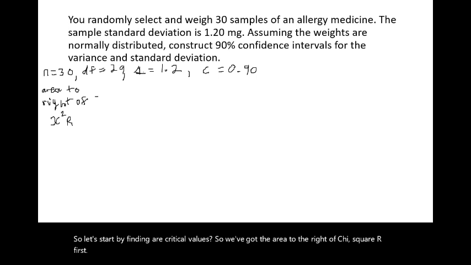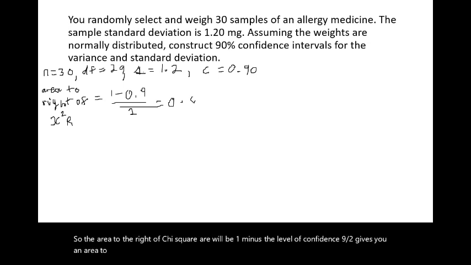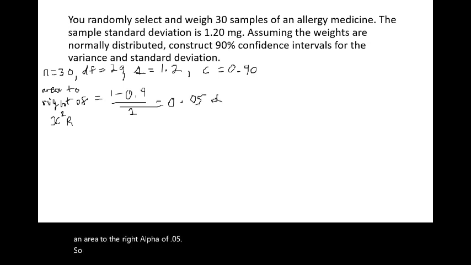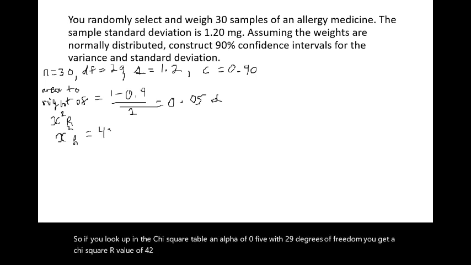So the area to the right of chi-square R will be 1 minus the level of confidence, 0.9, divided by 2, which gives you an area to the right, alpha, of 0.05. So if you look up in the chi-square table an alpha of 0.05 with 29 degrees of freedom, you get a chi-square R value of 42.557.